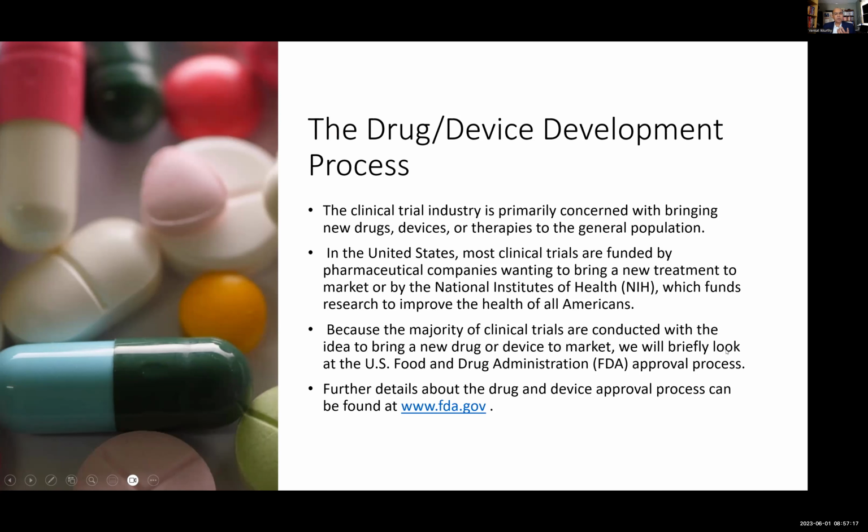We briefly looked into the US Food and Drug Administration for the approval process. If you want more information, you can check the fda.gov website, which contains a lot of valuable information. That's what I'm telling you.